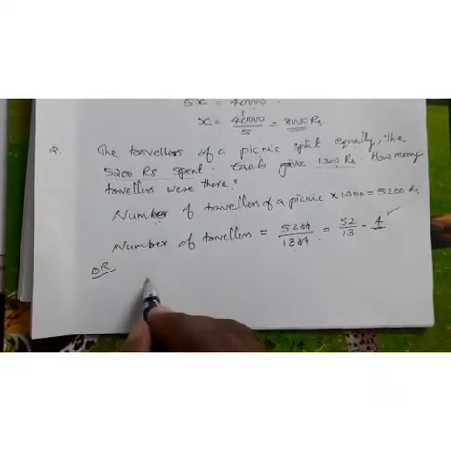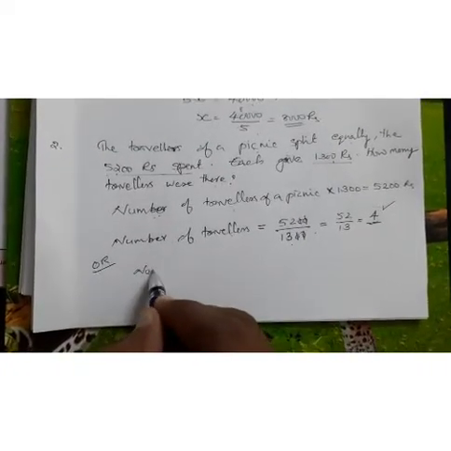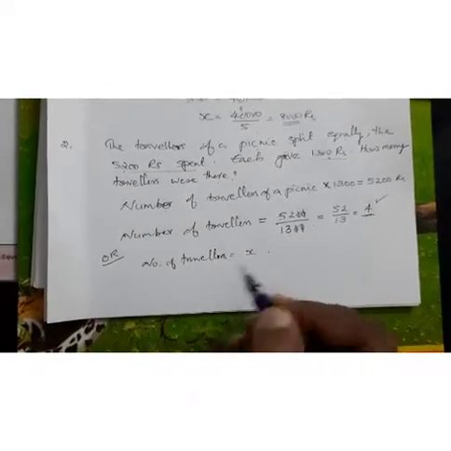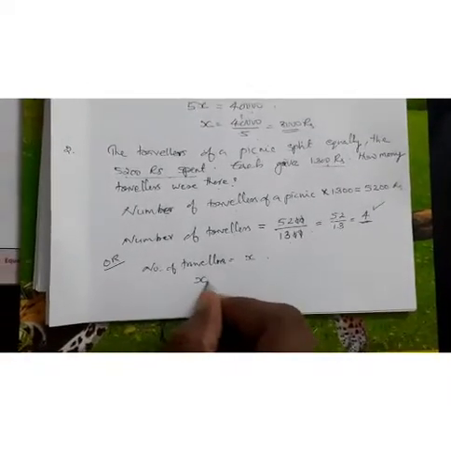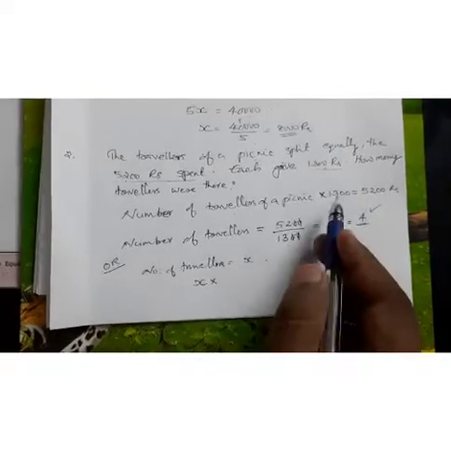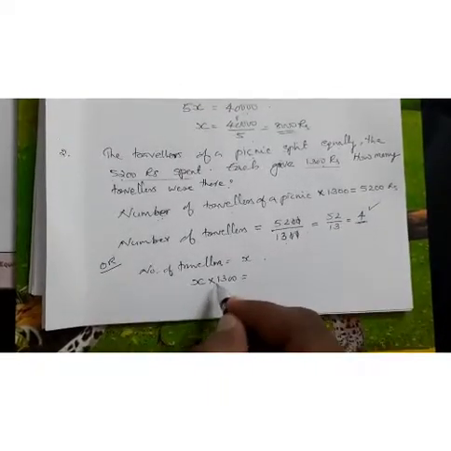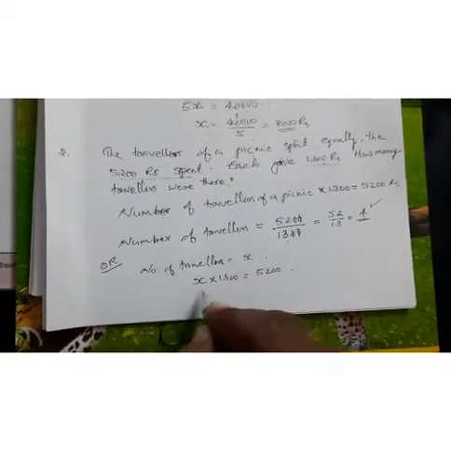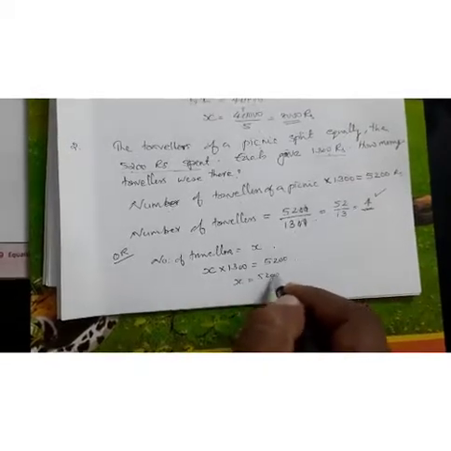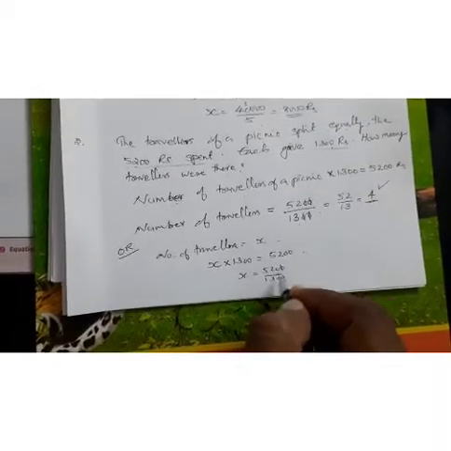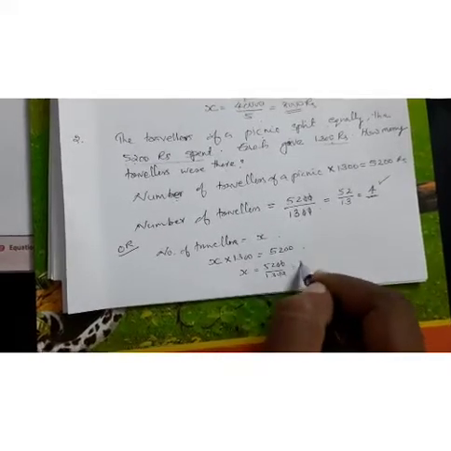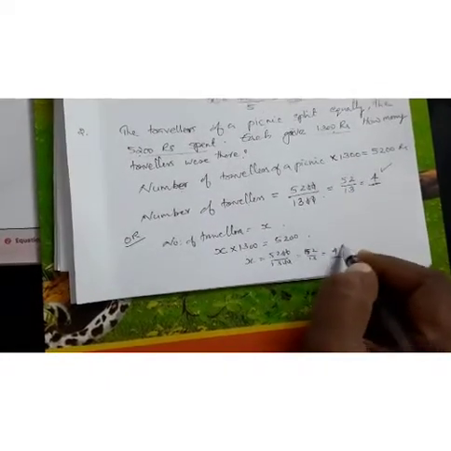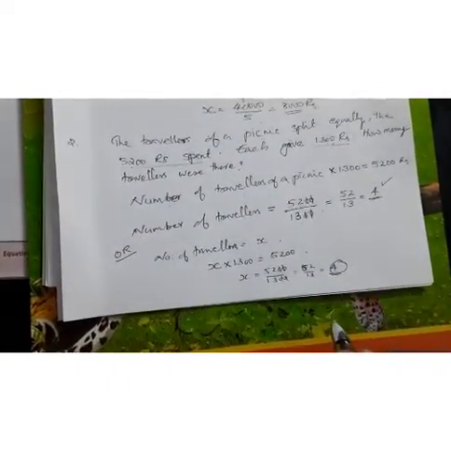If you want the second method, consider the number of travelers equal to x. The number of travelers multiplied by how much they paid, 1,300 each, gives the total expense of 5,200. So what is x? 5,200 by 1,300. The zeros will be cancelled. 52 by 13 you will get 4. And the answer is 4.